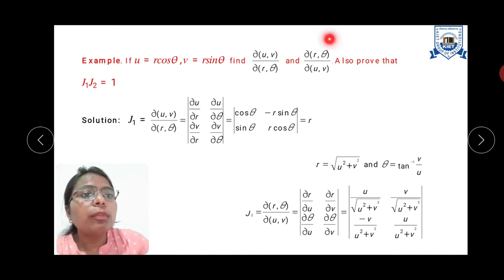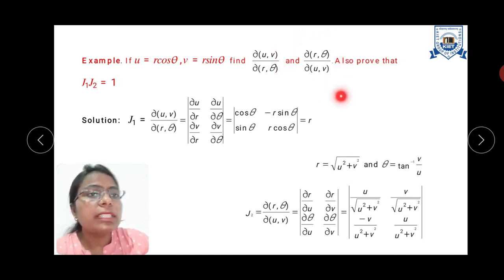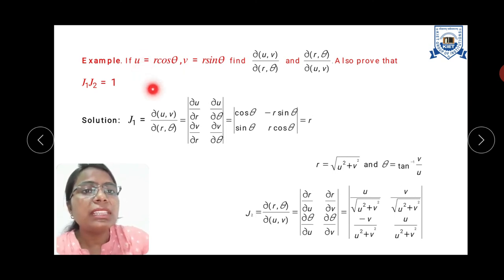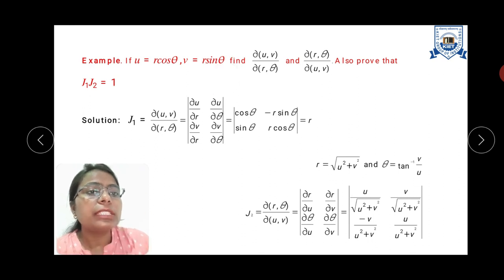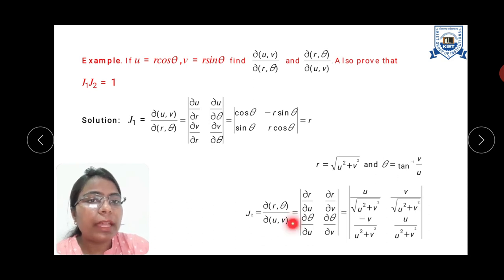So to find the other Jacobian, we have to find the values of r and theta in terms of u and v. By using these equations, we calculate r and theta in terms of u and v. So r is equal to the square root of u square plus v square, and theta is equal to tan inverse v upon u. The Jacobian of r and theta with respect to u and v is equal to the determinant of this matrix.